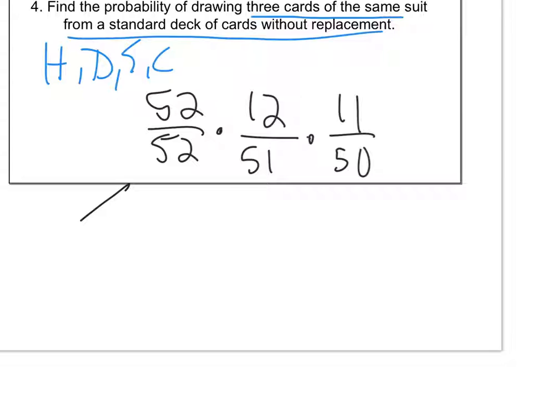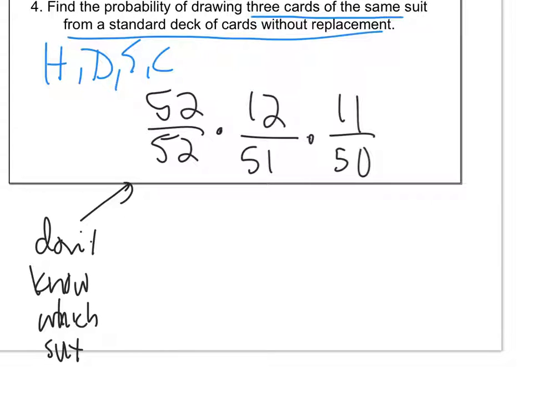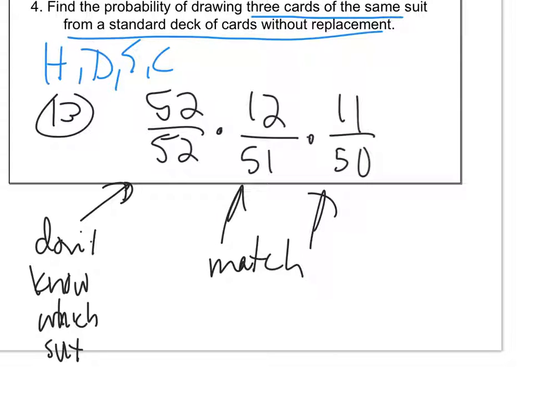Now, here's kind of why this is. This is because you don't know which suit, you're just drawing a card. Then after you pick the first card, these two are the ones that have to match. Once you pick a card, that is the suit that you're looking for. Then after that, you look at what's left. There's 13 of each suit originally, so then there's 12, then there's 11. So this is like saying 1 times 12 over 51 times 11 over 50.